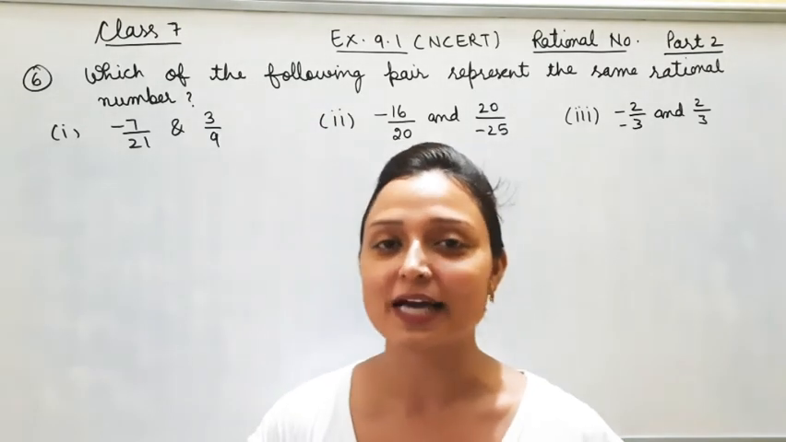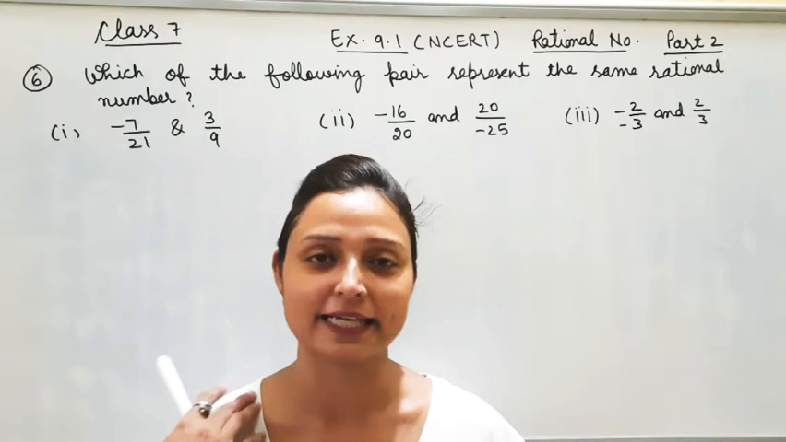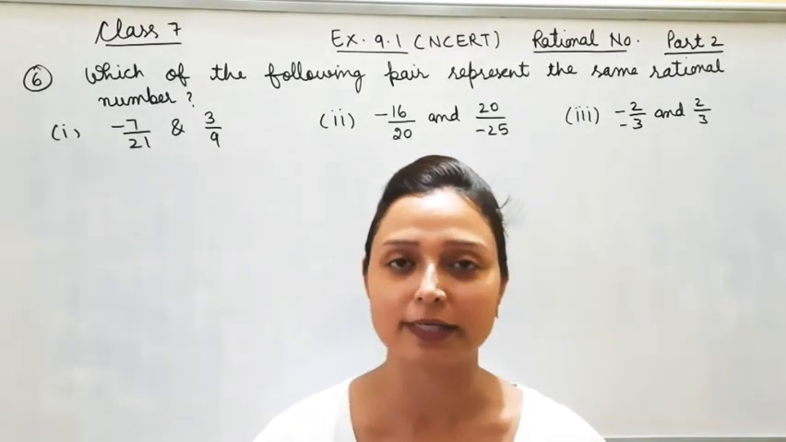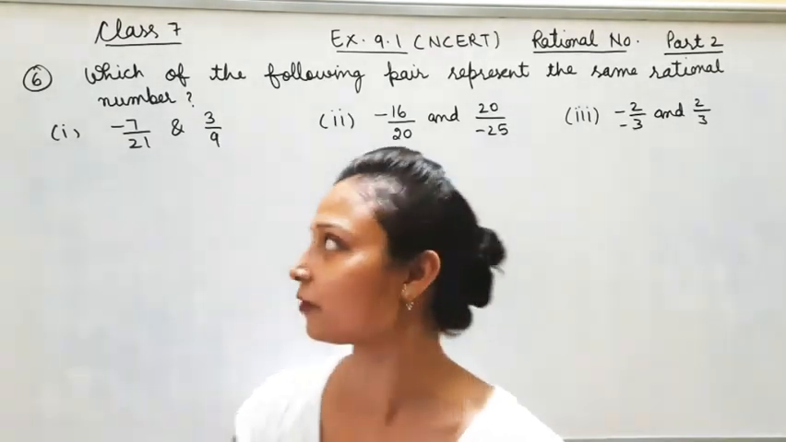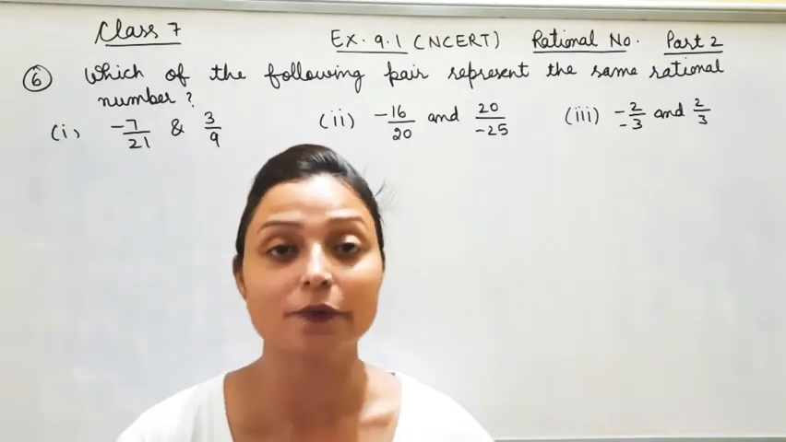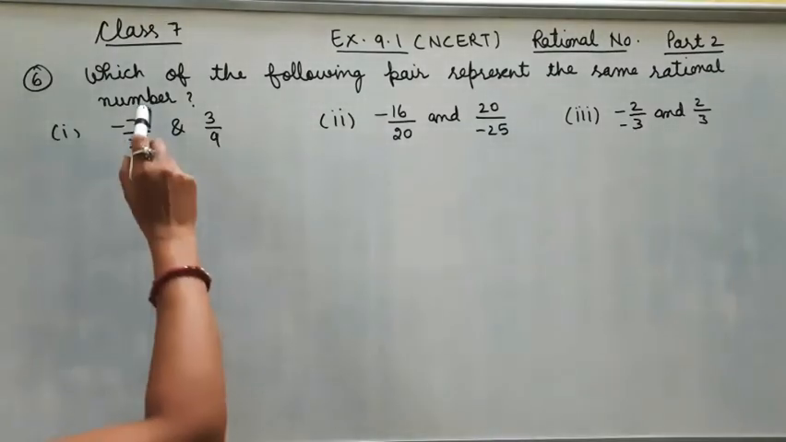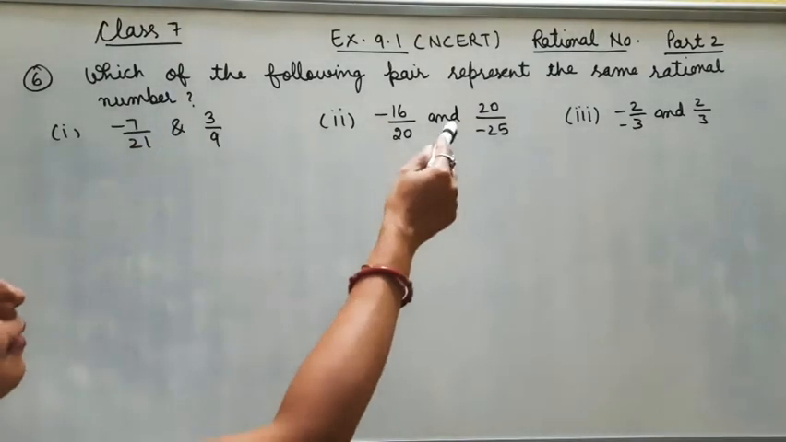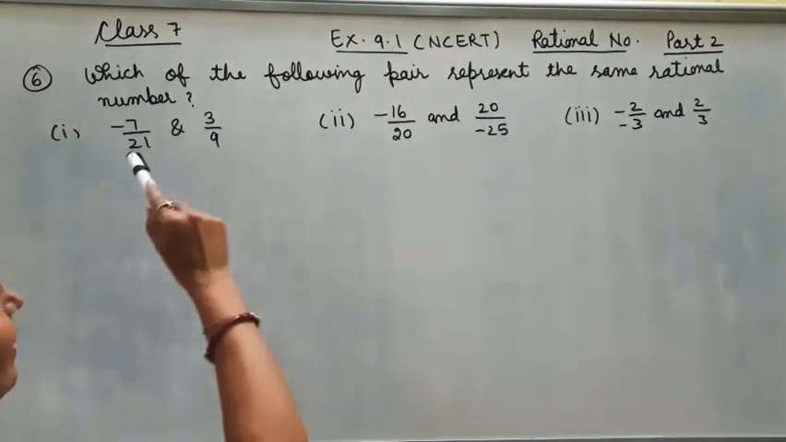In the lecture of class 7th, today I will deliver the second lecture of exercise 9.1, in which I will start from question number 6. What is question number 6? You have to tell which of the following pairs represent the same rational numbers.